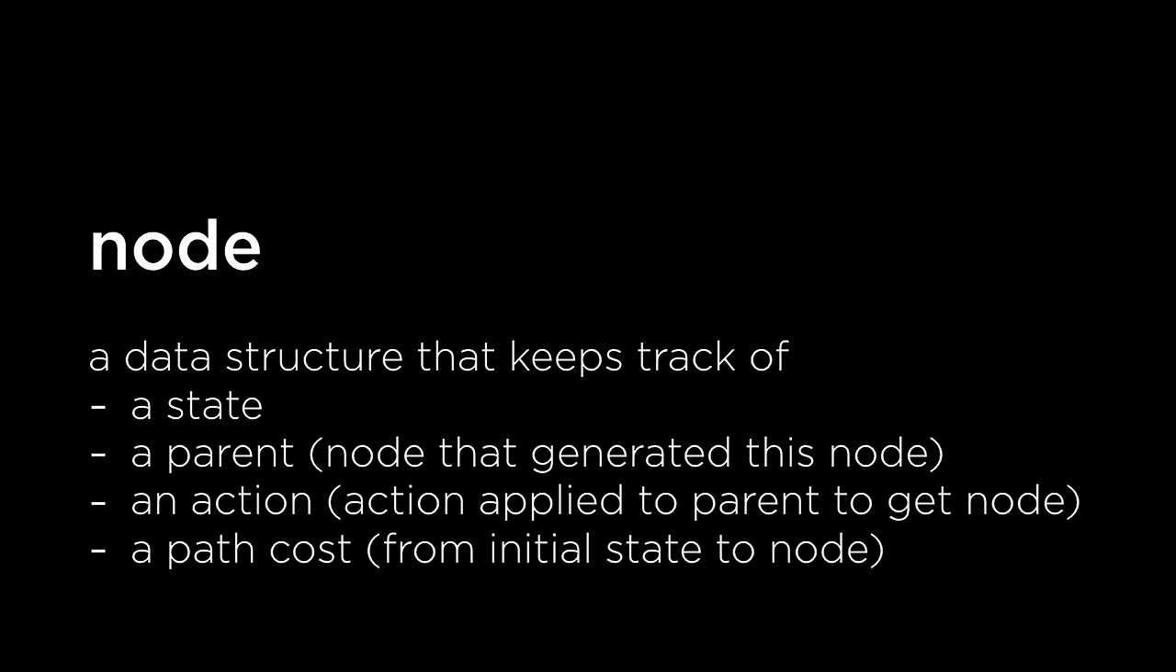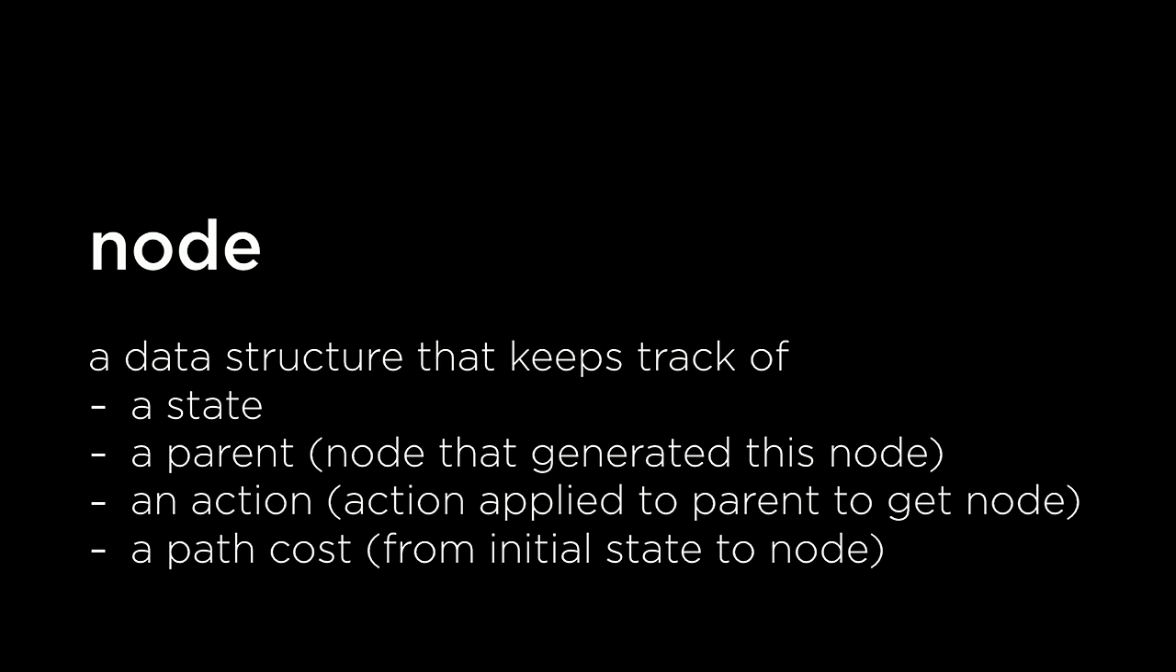We need to represent data about where we are in the problem, and we might need to be considering multiple different options at once. And oftentimes, when we're trying to package a whole bunch of data related to a state together, we'll do so using a data structure that we're going to call a node. A node is a data structure that is just going to keep track of a variety of different values.